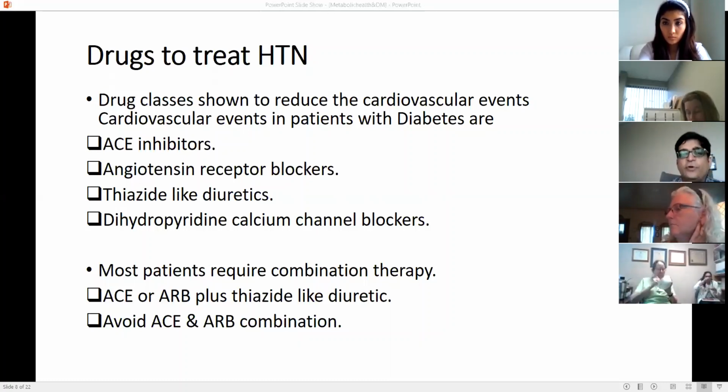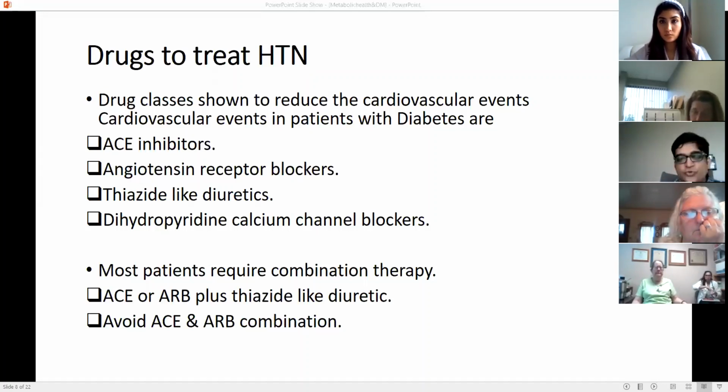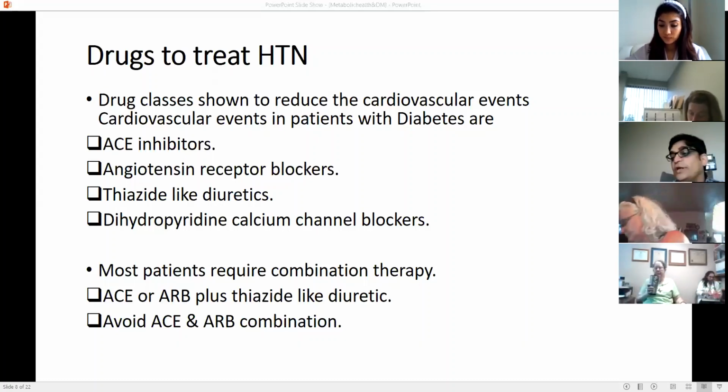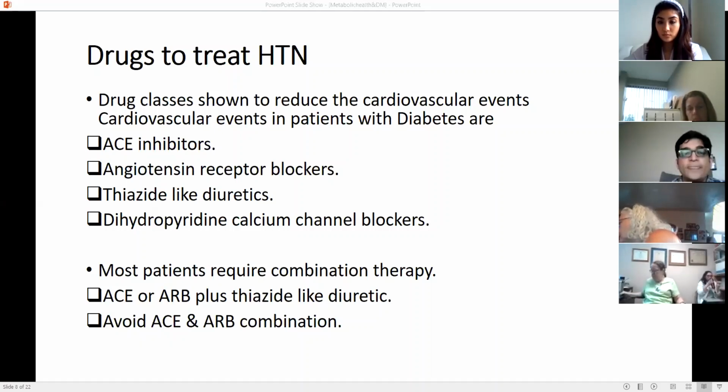So normally we use a combination of an ACE and a thiazide diuretic to help control the blood pressure. Most patients are using a combination of either an ACE or an ARB plus a diuretic. We should avoid the combination of an ACE and an ARB because that can lead to hyperkalemia, or increased potassium levels. So use an ACE, but if they develop some kind of cough or had some issues on the ACE, then an ARB is a perfectly acceptable alternative. But try and avoid the combination. There is no pharmacological benefit of adding it, and we are increasing the risk of hyperkalemia. So that's one thing. Next slide, please.